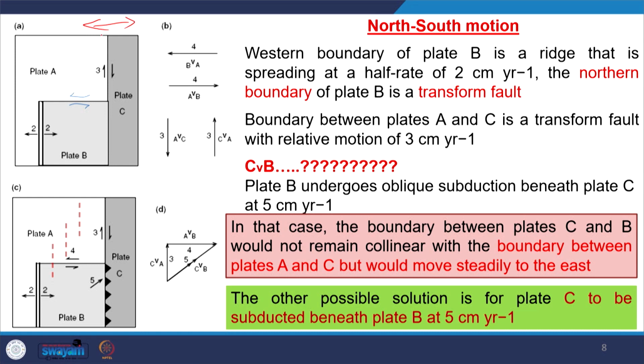So, if this is happening, what should be the north south motion? We have already discussed the east west motion, how the relative velocity changes the configuration of the plate boundary. Let us talk about some north south motion here. The western boundary of plate B is a ridge, spreading at a half rate of 2 centimeter per year, that means relative velocity equals 4 centimeter per year. And the northern boundary of plate B is a transform fault. Here, if you can see, it is a sinistral transform fault.